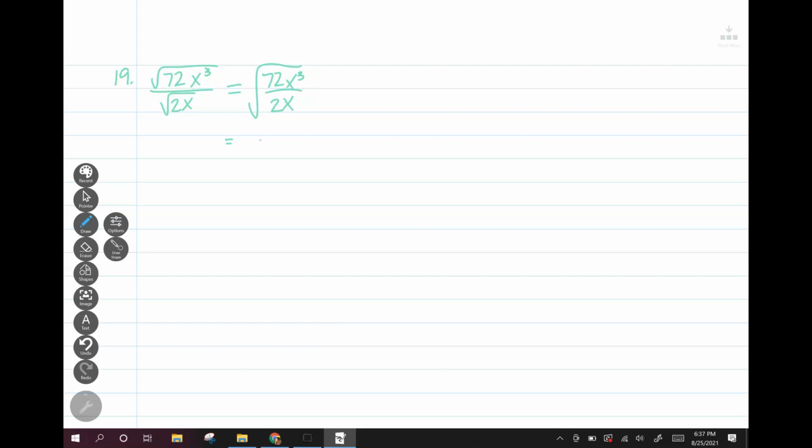Okay, so 72 over 2 gives me 36. x cubed over x, subtract 3 minus 1, x squared. Square root of 36x squared is 6x.